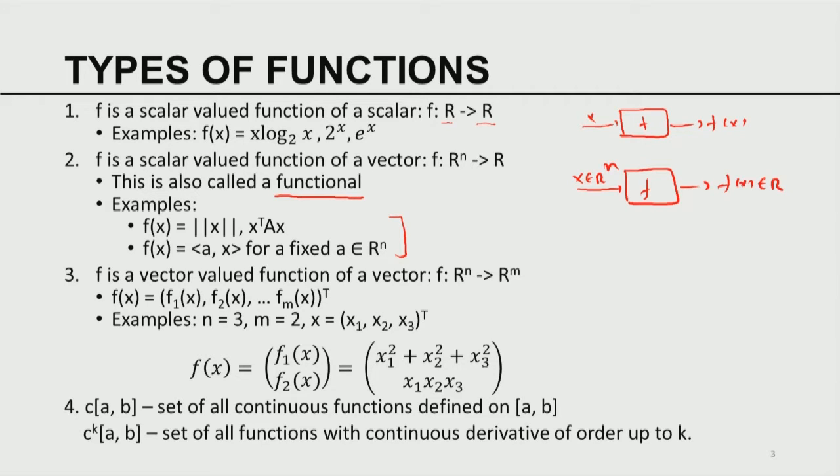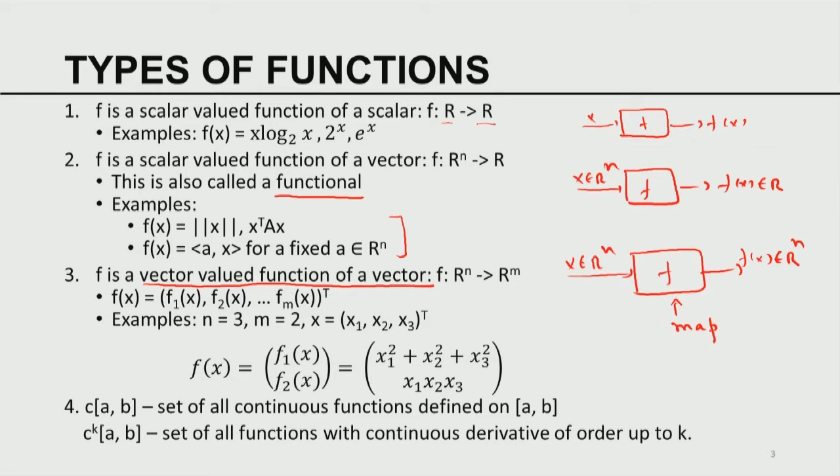But in dynamical systems theory as well as in data assimilation, we are going to be interested in a third class of functions which are called vector valued functions of a vector. So what does this mean here? I have a box f, x gets in, f of x gets out, x is a vector, f of x is also a vector. This is called a vector valued function of a vector. In general, f is also called a map.